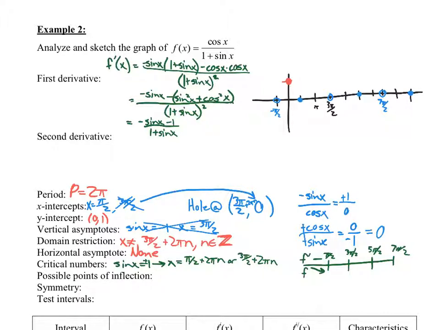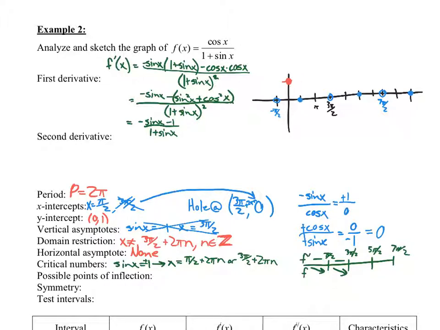If I plug in something between pi over 2 and 3 pi over 2, I'll plug in pi. That's going to be a negative 0 minus 1 over 1 plus 0. So again, that's going to be negative 1 over 1, so that's negative. So it's again decreasing. So what you can see happening here is I actually am going to have a plateau point at pi over 2. Okay.